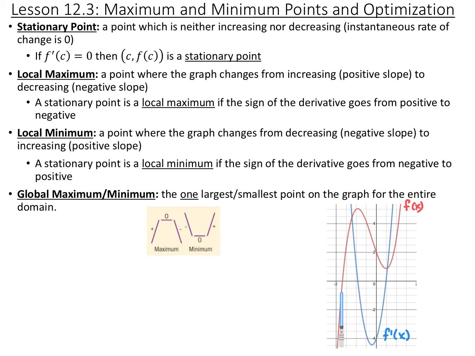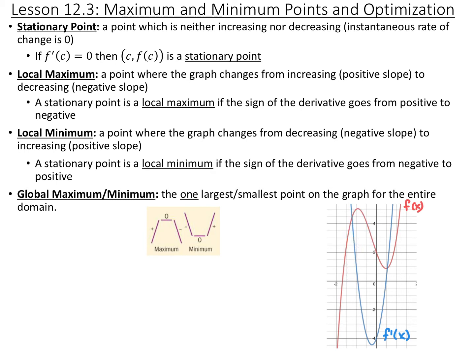So if you look over here, this red curve is our original function, and the blue curve is the derivative. So at these two places, our derivative is 0, and at those two places on the original function, the slope is 0. The local maximum is a point where the graph changes from increasing to decreasing, or a positive slope to a negative slope. So right here we'd have a local maximum. It goes from increasing to decreasing.